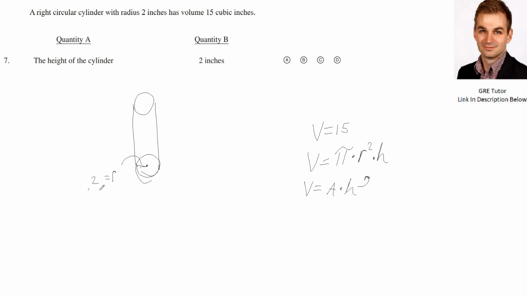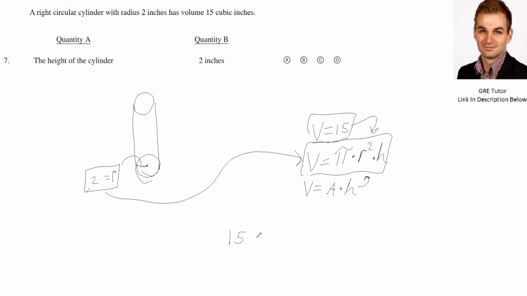Alright, so we can actually now plug r into this formula, and we can also plug the volume that we know into this formula. Alright, so why don't we do that right now? Volume is going to be 15, so 15 is equal to pi times r, the radius, is 2, so 2 squared times height. Alright, so then what we end up getting is 15 is equal to pi times 4 times height, and then we get that the height of this cylinder is equal to 15 divided by pi times 4.